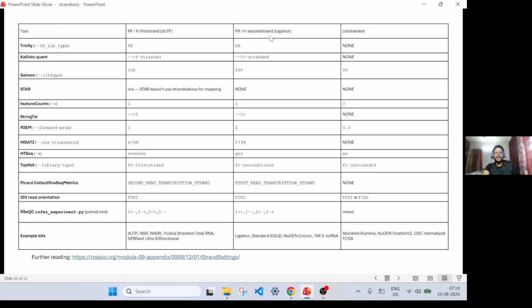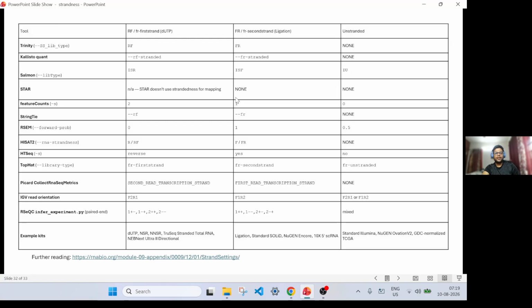This is the most common one you will see in the experiment. And this is the second strand method, where you are retaining the second strand and deleting the first strand, and generally the ligation method. And third is the unstranded method. So if you are using Trinity, you can give the parameter RF for this and FR for this. And if you are using Kallisto, you can use again RF stranded and FR stranded. And if you're using Salmon, you give ISR, and here you give ISF. How do I remember? Because R is the first letter here, and F is the first letter here. So just the opposite one.